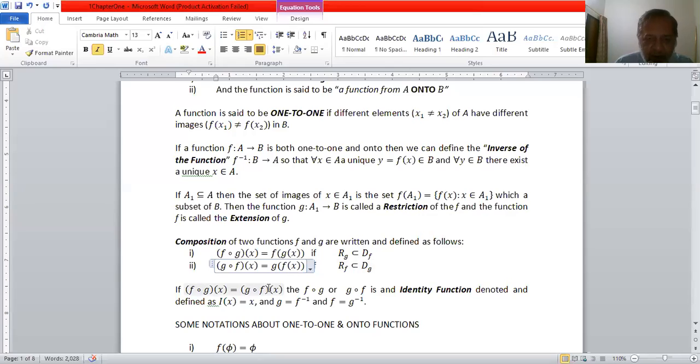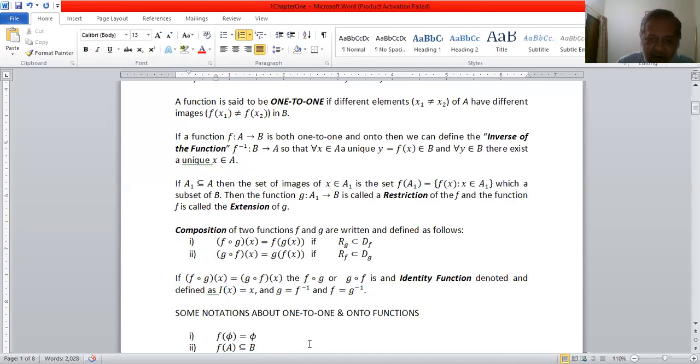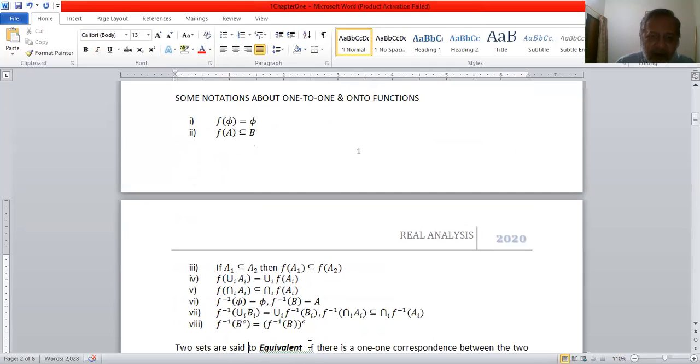If f of g and g of f are both equal, we say that f of g and g of f define an identity function, which we denote as I(x) equal to x. In that case, g is an inverse of f and vice versa. There are some notations that are used for discussion on functions. Each of these statements is, in fact, a theorem.